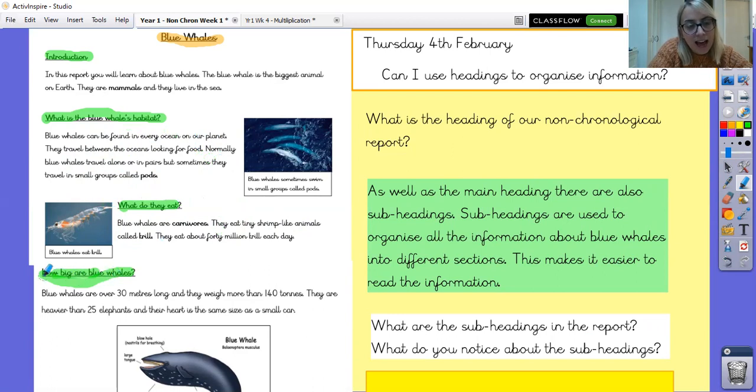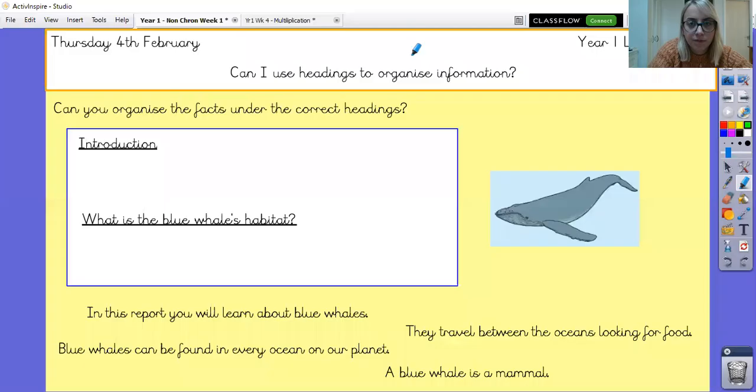And our last one here, how big are blue whales? Again, it's starting with how, one of our question words. The information underneath allows us to answer that question. Brilliant, well done, Year Ones.